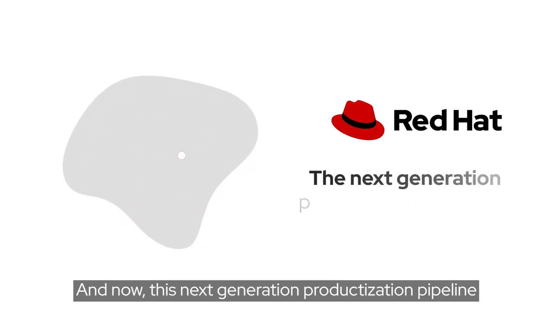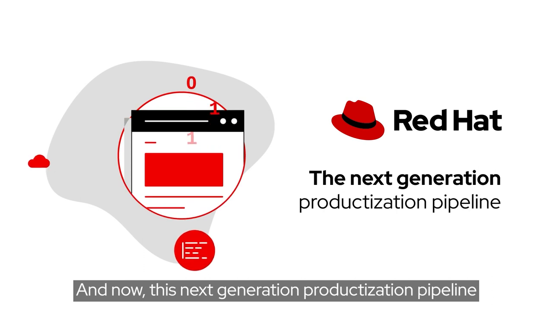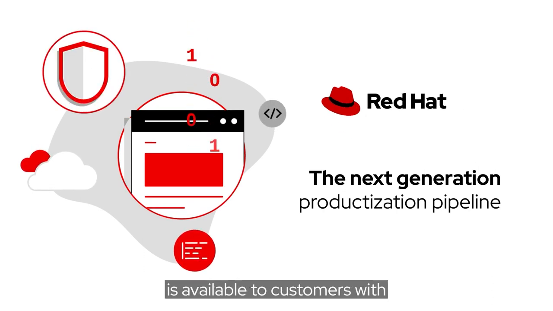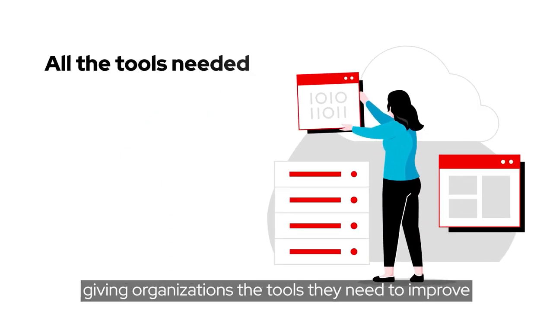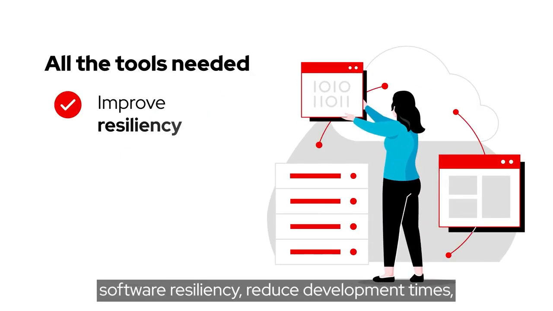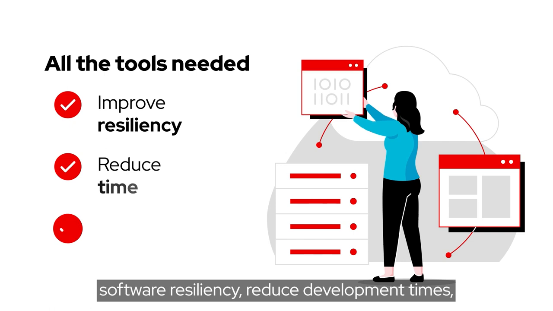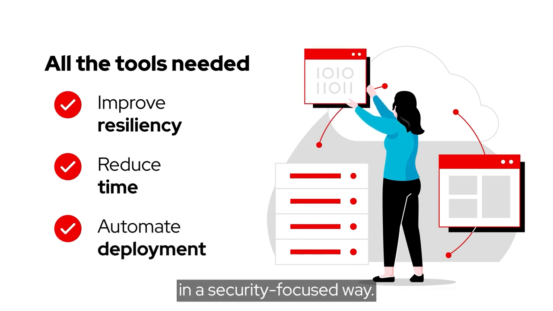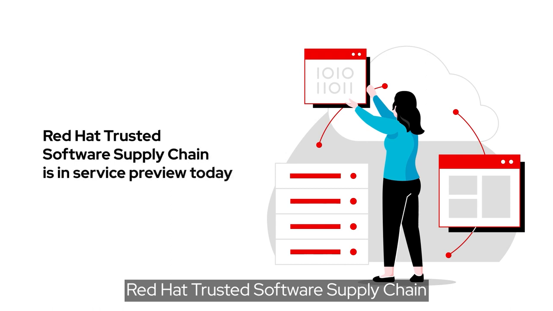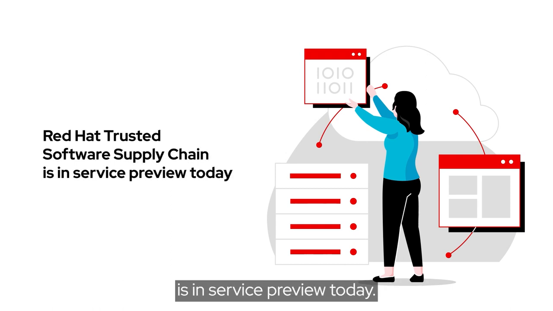And now, this next generation productization pipeline is available to customers with Red Hat Trusted Software Supply Chain, giving organizations the tools they need to improve software resiliency, reduce development times, and automate continuous deployment in a security-focused way. Red Hat Trusted Software Supply Chain is in service preview today.